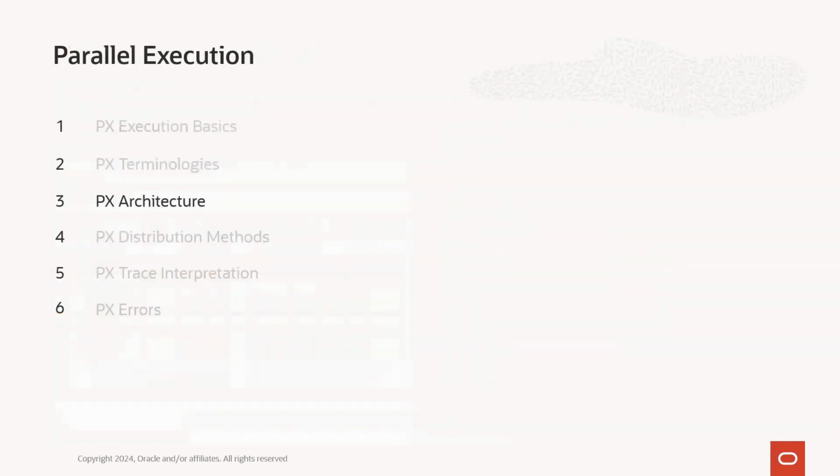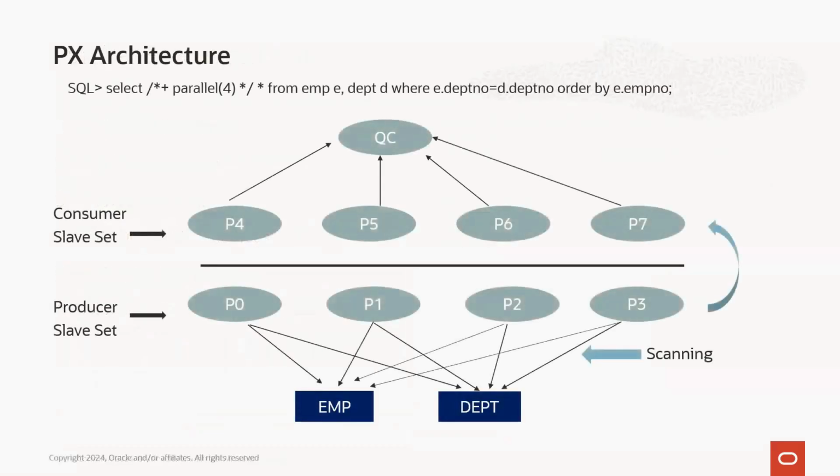Now we'll see the PX architecture. This is the high-level architecture, showing how the producers and consumers act in the query execution. Here we are using a select query with a parallel hint 4 and some conditions in the query. We can see the consumer set and the producer set. These are the 2 slave sets.